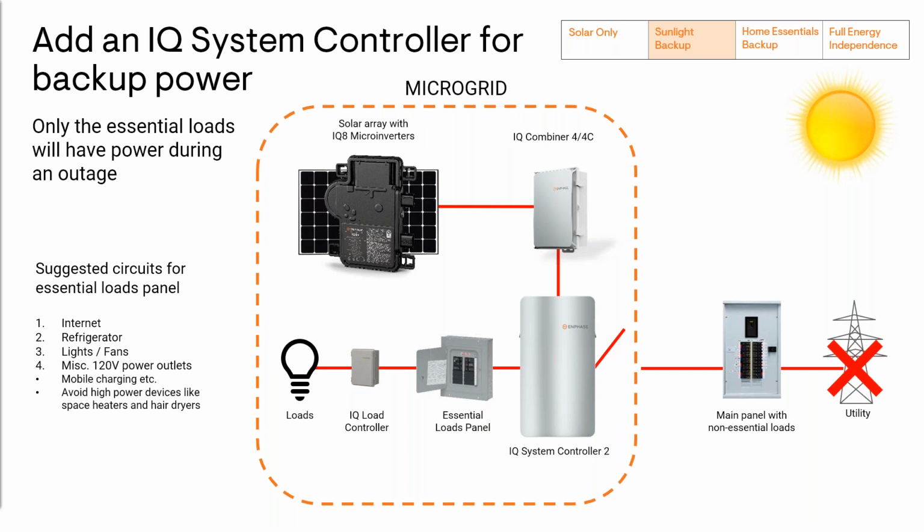First would be internet equipment to make sure that we have the internet and the home networking equipment up and running so we can connect to the gateway and control the system and monitor it. The next load would ideally be the refrigerator, as this is a critical load for any homeowner. The third load would be lights and fans. And the fourth would be just a miscellaneous outlet to allow the homeowner to charge some devices like their phones, laptops, etc.